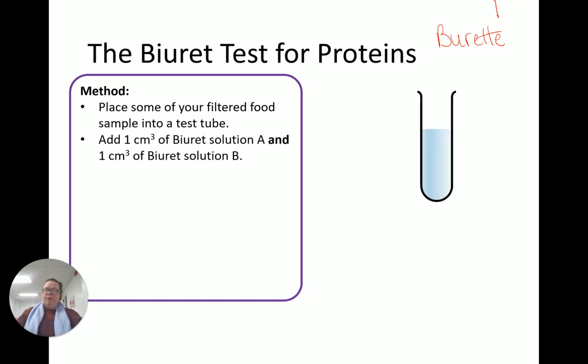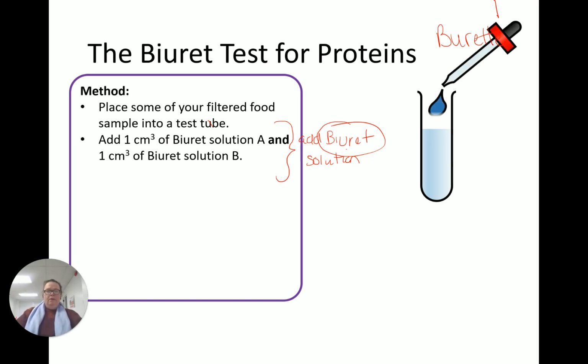Now it says here add 1 centimetre cubed of Biuret solution A and 1 centimetre cubed of Biuret solution B. Actually, you can just say add Biuret solution and that will still get you the mark. This is what they're looking for, this word. Biuret solution. There we go.